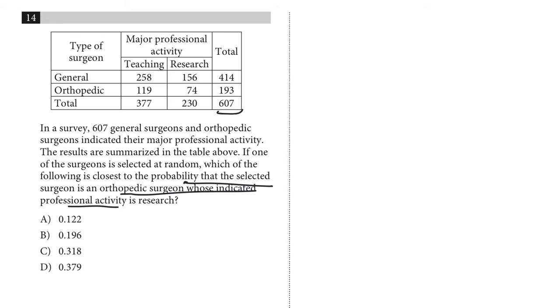So what they're asking us is, if one of the surgeons is selected at random, it could be any of them, right? So we have 607. Out of 607, the probability that it's an orthopedic surgeon who does research, so 74 out of 607, would be 0.122 approximately.